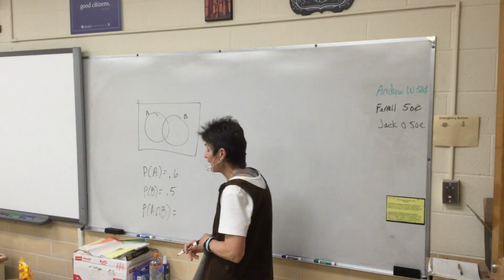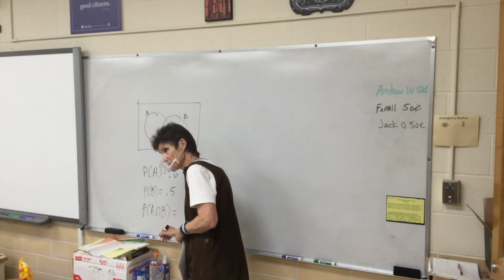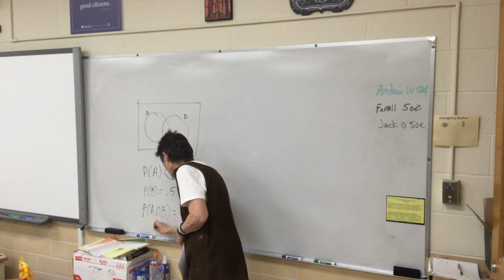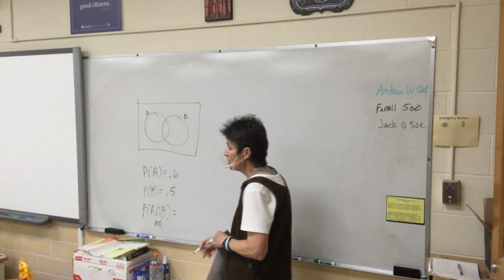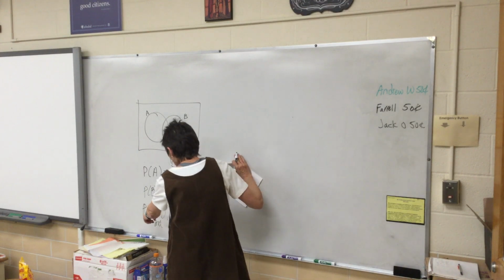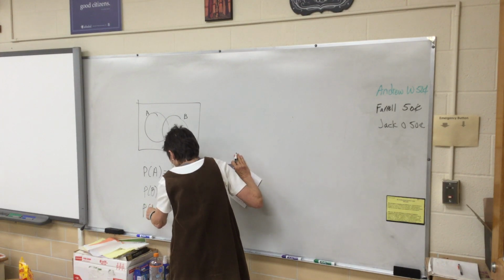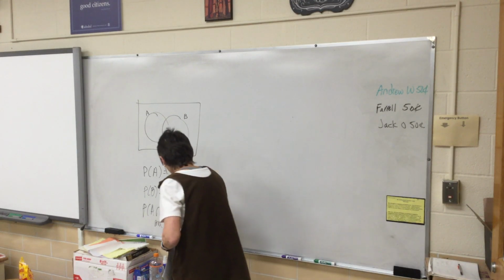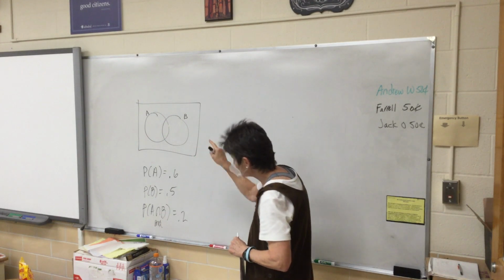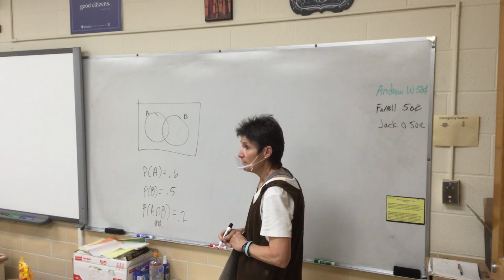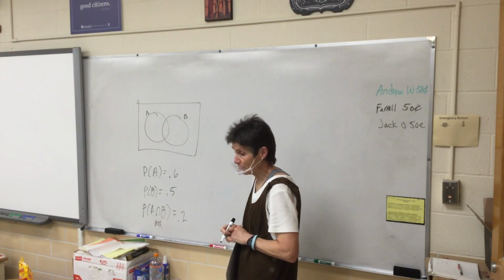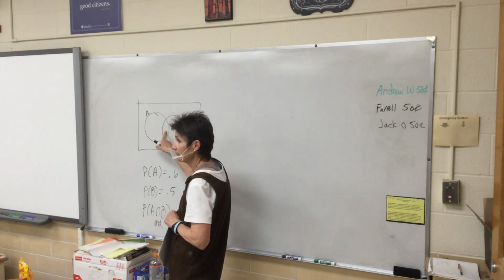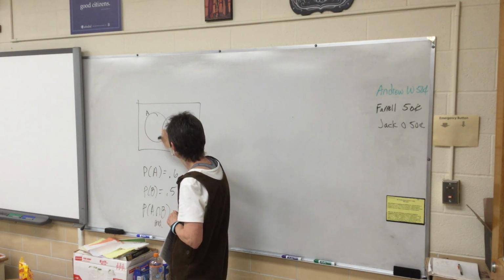Remember, the upside down U is the intersection symbol. It means and. So the probability that you like apples and bananas is 0.2. That can go in the picture because where are the people that like apples and bananas? Right here. So we put a 0.2 right there.